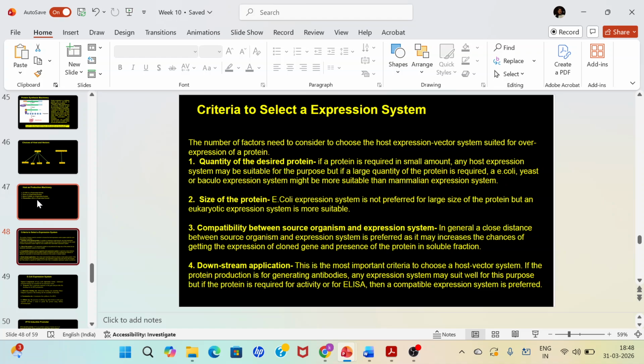Okay. Now the criteria to select an expression system is the quantity of the desired protein. What is the quantity of the desired protein that we need? Size of the protein.